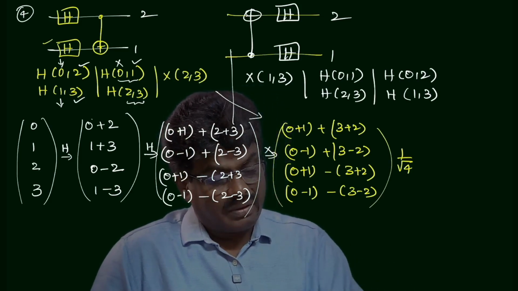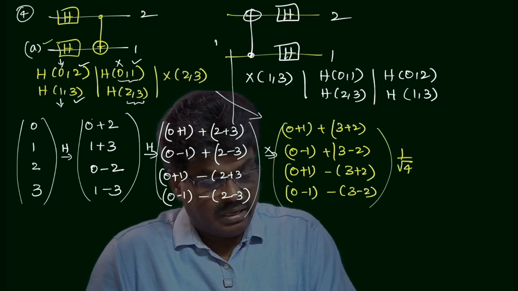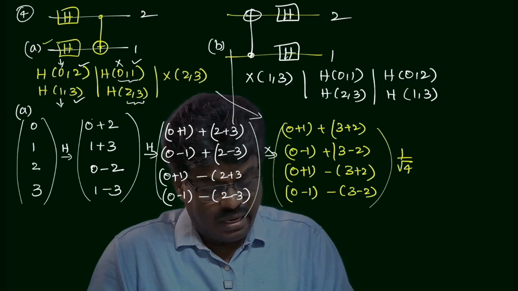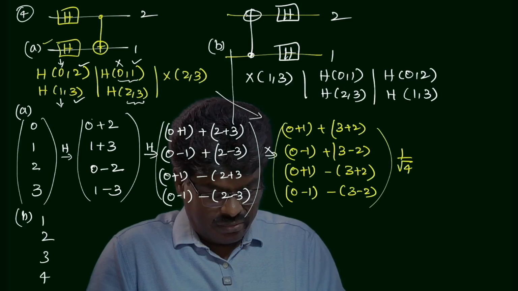Okay, next let us say this is the A, and this is the B. So this is A output. Now I am coming to B. 1, 2, 3, 4.